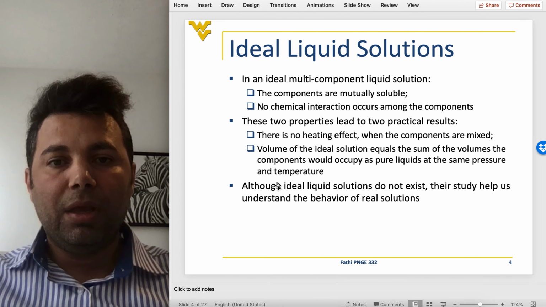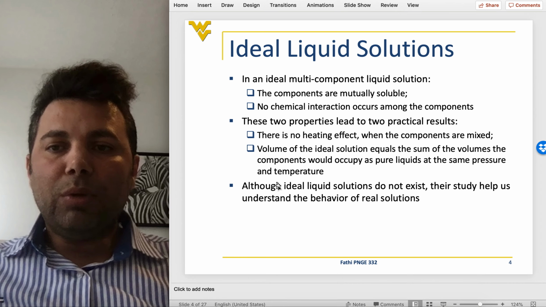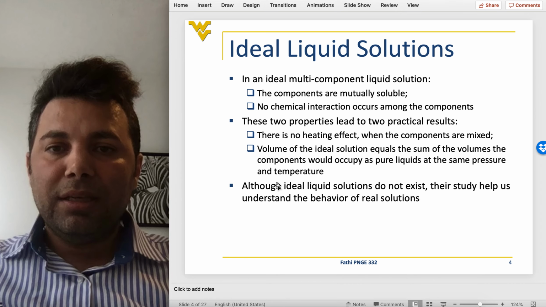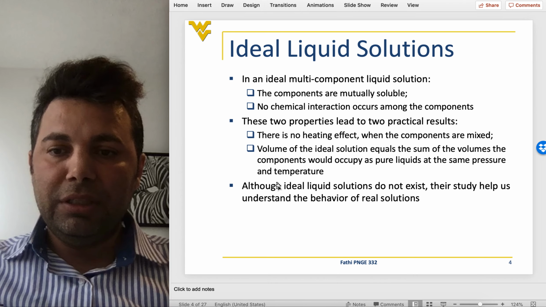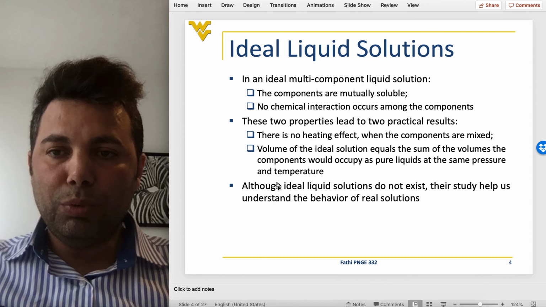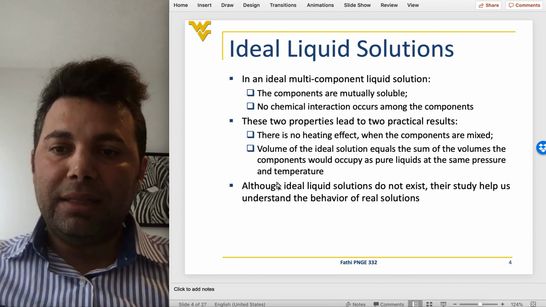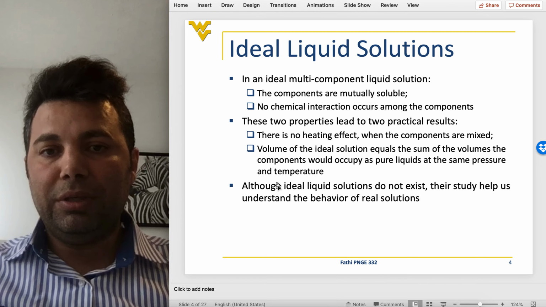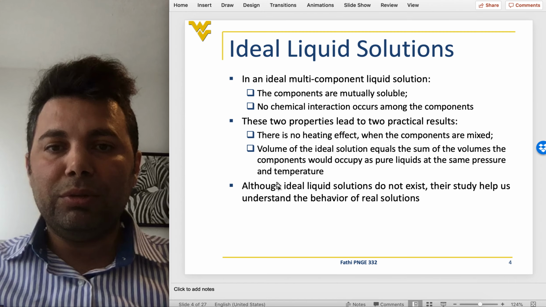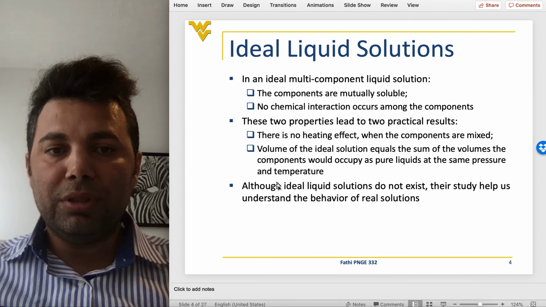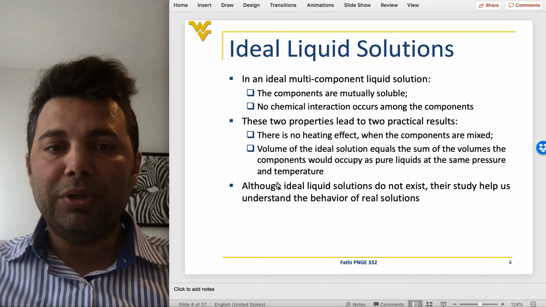So to do that, exactly like how we treated the gases, we're gonna start with the ideal liquid solution, okay? And after we learn how the ideal liquid solution works, then we are gonna make that real solution, okay? So just to remind you, the ideal solution was, in the ideal solution, the components were mutually soluble.